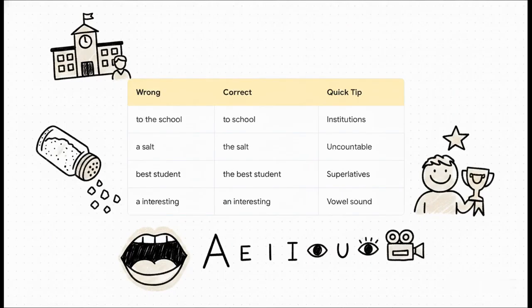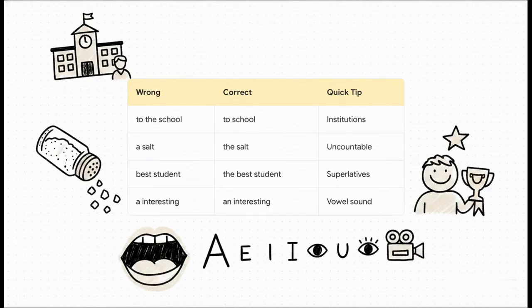First, saying I went to the school yesterday when you just mean you went there to learn. To a native speaker, saying the school sounds like you're visiting a very specific physical building for a meeting, not actually attending classes. Institutions used for their main purpose take no article, so it's just, I go to school.